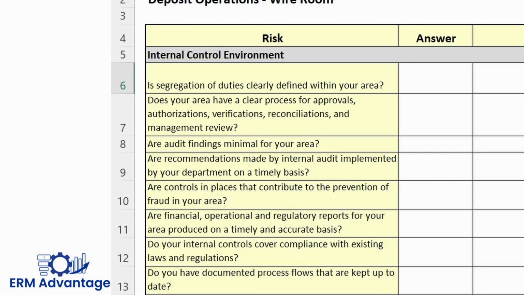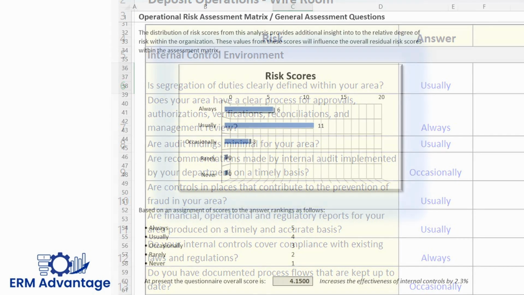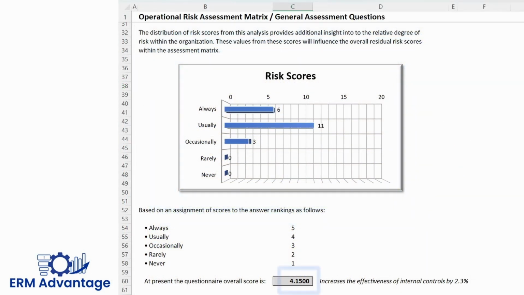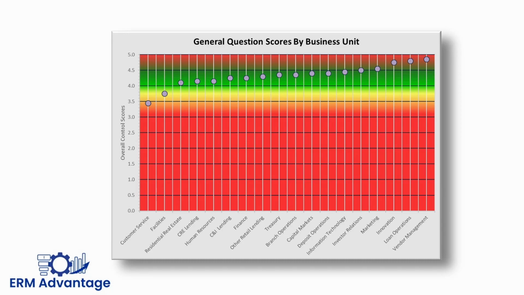For each of these questions, the business unit is asked to characterize their confidence level based, again, on a 5-point scale labeled always, usually, occasionally, rarely, or never. So, for instance, is segregation of duties clearly defined within your area? Are audit findings minimal for your area, etc.? Once all the questions have then been answered, the answers get graphed and an overall score is calculated. And these scores can be graphed across all business units to see where some units may see weaknesses, where others may rate themselves well above the mean.